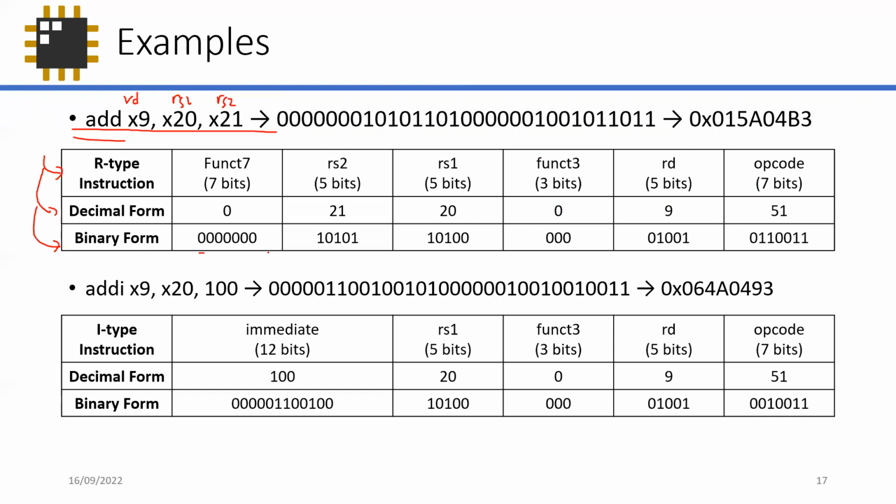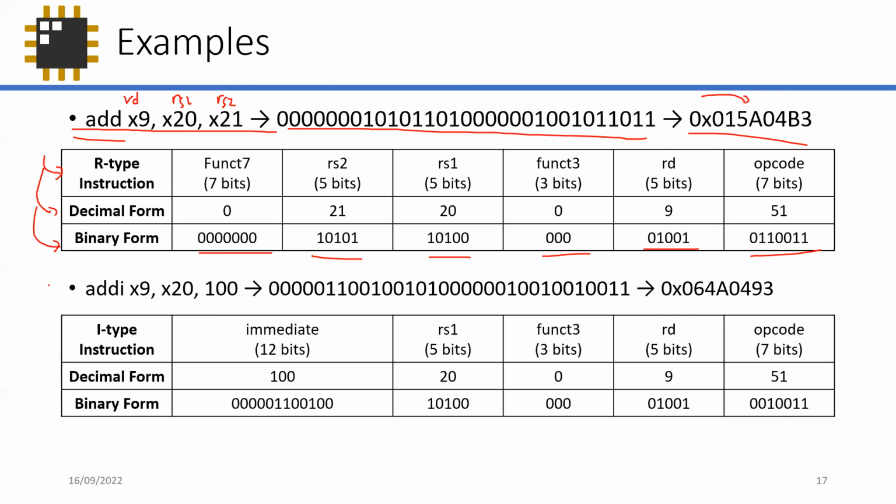So 0 is 0, 21 from decimal to binary is 10101. 20 is 10100. The destination is 01001. And then the opcode, just copy it from the spec sheet. And then you concatenate all of this together. You get this long line of machine code that's equivalent to this in hex. It's simple, right? It's that simple.